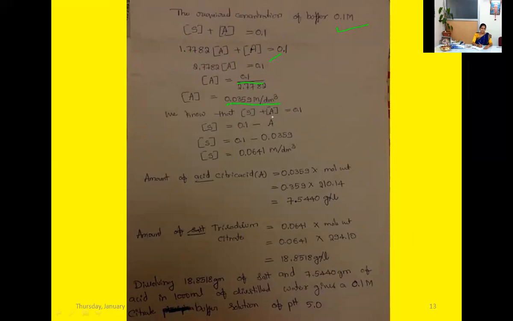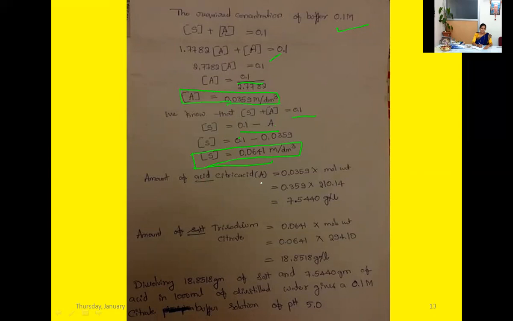Okay, we know that S plus A is equal to 0.1. So let us understand how to calculate this salt. S is equal to 0.1 minus A. So 0.1 is there, A, where is A? This is the A, 0.0359, you are going to write it here. Then do the subtraction, you will get salt is equal to 0.0641 moles per dm cube. All these answers you can put in the box, and this particular A, you can put this in the box.